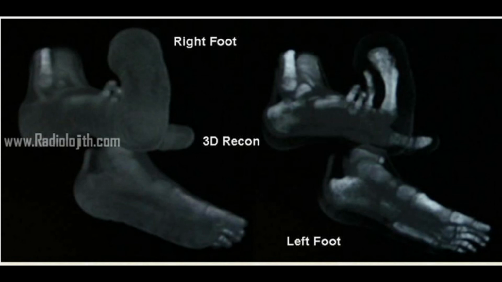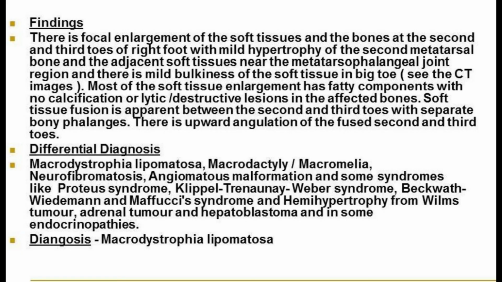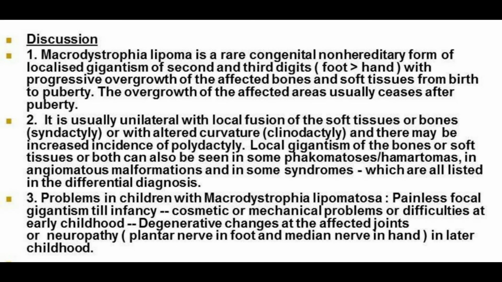The second one is cosmetic or mechanical problems or difficulties that might occur in early childhood, and they might have degenerative changes at the affected joints or some neuropathy. For example, plantar neuropathy might occur in the foot and median neuropathy might occur in the hands. This happens in later childhood.